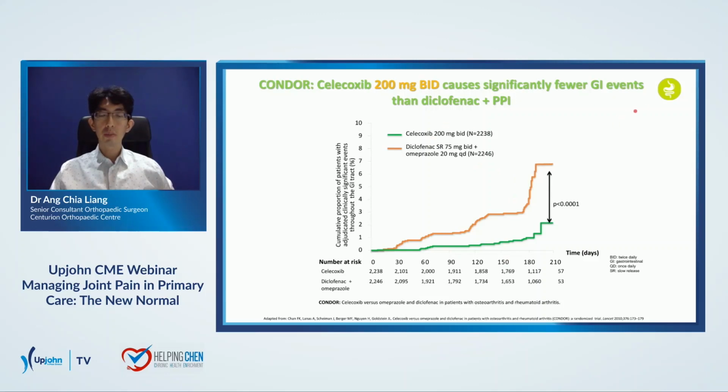Now we look at side effects, a few slides on side effects. Celebrex 200 milligrams twice a day causes significantly fewer GI effects than diclofenac plus PPI. So this PPI is omeprazole. So if you were to give diclofenac and omeprazole together, there may still be a little bit more gastric side effects as compared to if you give Celebrex alone. So yes, for me, I give Celebrex on its own. I don't usually add PPI.